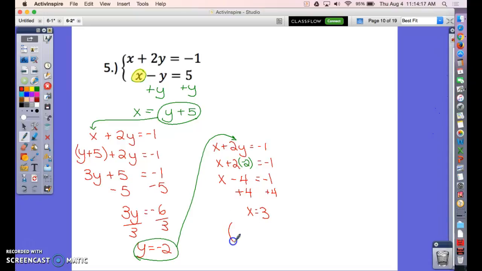Final 2 steps would be to put your answer together as an ordered pair and check your answer by plugging that ordered pair into your original equation to make sure that it works. I got (3, -2) as my solution.